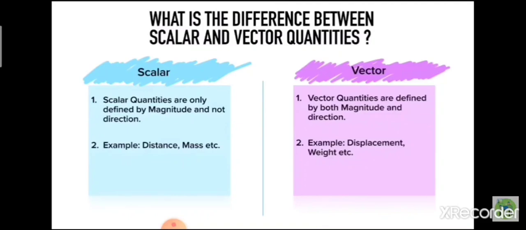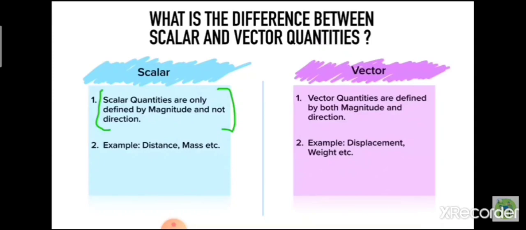So here we will discuss what is the difference between scalar and vector quantities. So let us come to scalar quantities. Scalar quantities are only defined by magnitude and not the direction. So in scalar quantities we use only magnitude and not the direction.